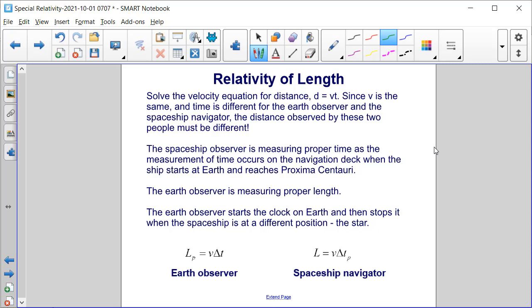The spaceship observer is measuring proper time as the measurement of time occurs on the navigation deck when the ship starts at Earth and reaches Proxima Centauri. So, proper time is measured by the spaceship navigator. The Earth observer is measuring proper length. The Earth observer starts the clock on Earth and then stops it when the spaceship is at a different position, the star.